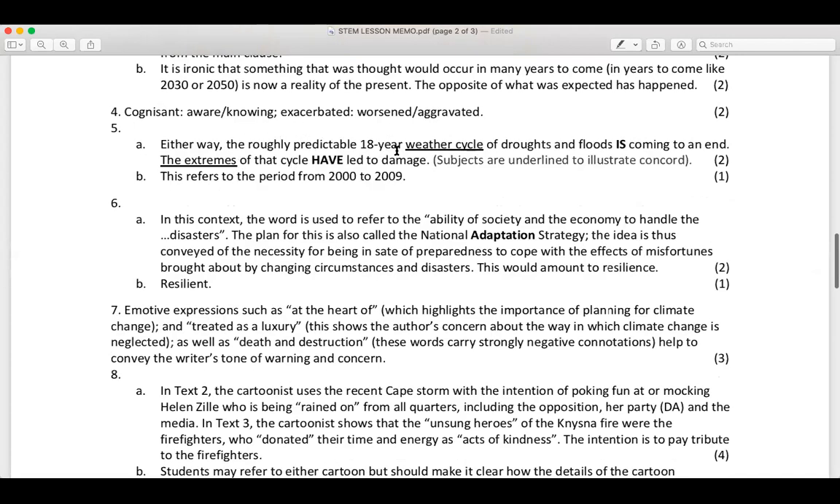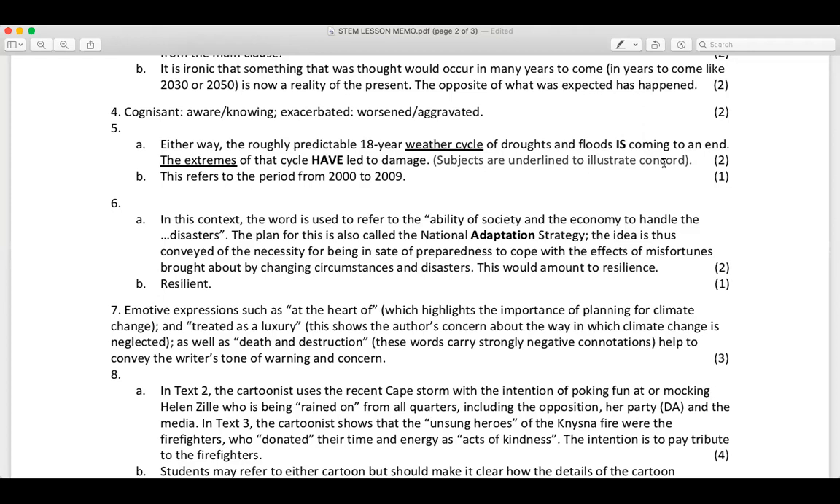the roughly predictable 18-year, can you see what I was talking about? Where the cycle is. Can you see? Look at that. The extremes, you see, of that cycle have. Can you see? That's what they always use to confuse you guys with. The subjects are underlined to illustrate concord.